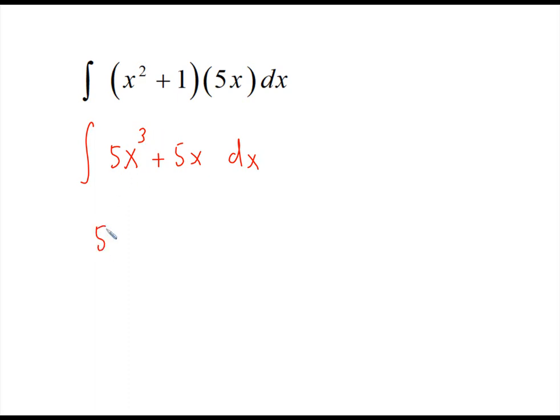This would be 5x to the fourth power divided by 4 plus 5x squared divided by 2, and then plus c. So this would be our integral right here, because we can use the integration techniques from the previous two tables. Let's take a look at another example.